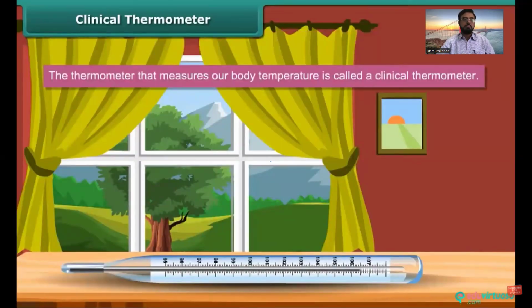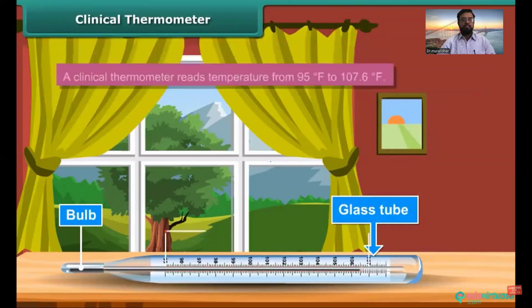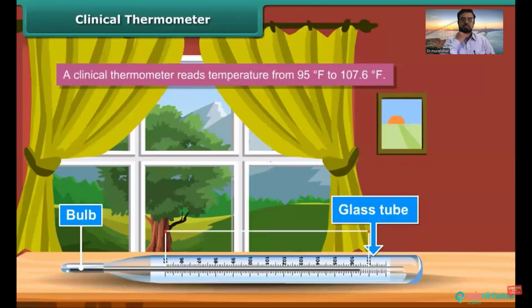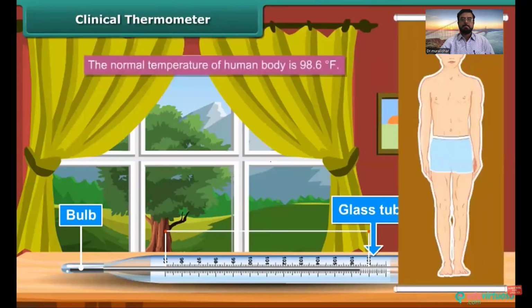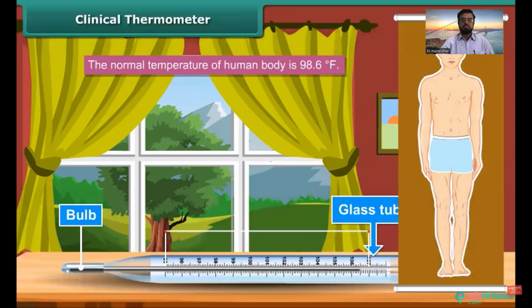A clinical thermometer consists of a long, narrow, uniform glass tube. It has a bulb at one end filled with mercury. Outside the bulb, a small shining thread of mercury can be seen. A clinical thermometer reads temperature from 95 degrees Fahrenheit to 107.6 degrees Fahrenheit. The normal temperature of the human body is 98.6 degrees Fahrenheit. Very important: this is 37 degrees Celsius or 98.6 Fahrenheit, the normal temperature. The clinical thermometer is also known as a doctor's thermometer.